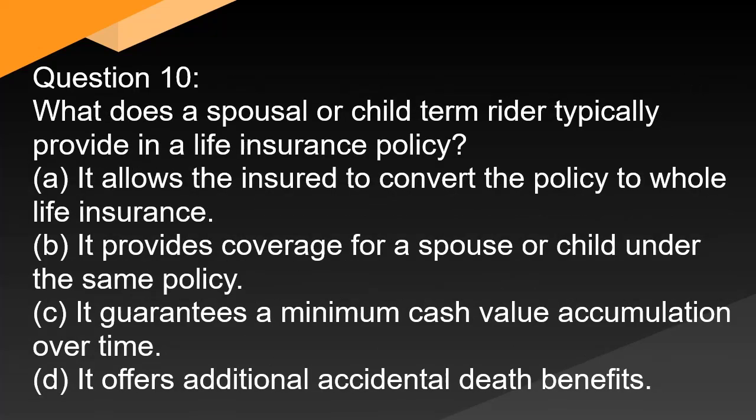Question 10. What does a spousal or child term rider typically provide in a life insurance policy? A. It allows the insured to convert the policy to whole life insurance. B. It provides coverage for a spouse or child under the same policy. C. It guarantees a minimum cash value accumulation over time. D. It offers additional accidental death benefits.